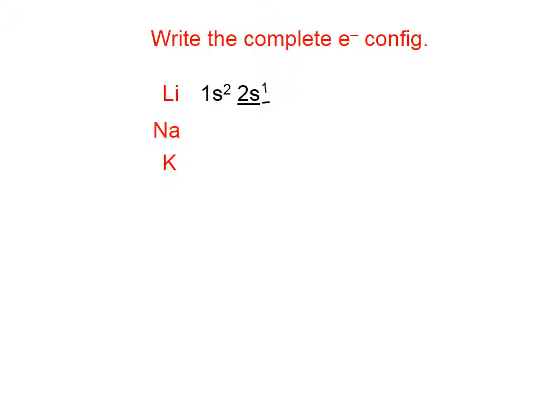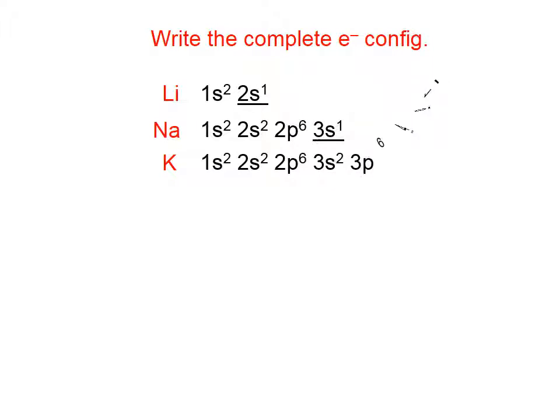Let's write the complete electron configuration for these three group 1 elements: lithium, sodium, and potassium. Notice here that I've underlined the valence electron in each of these cases, and as all group 1 elements do, these three have a single valence electron.